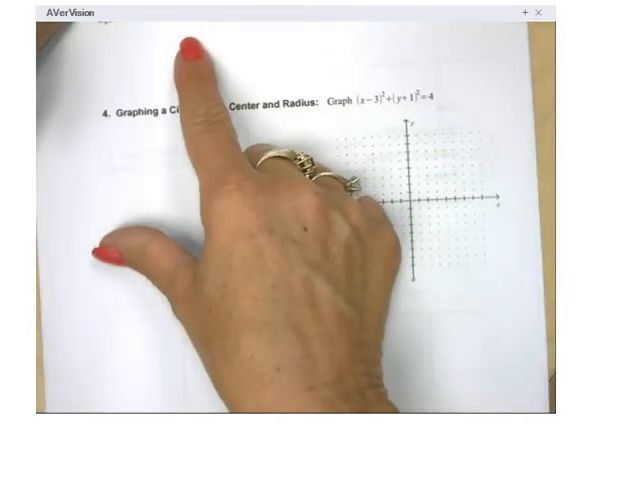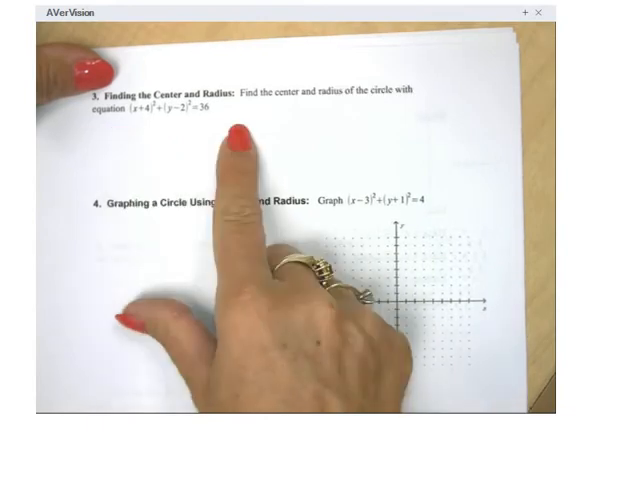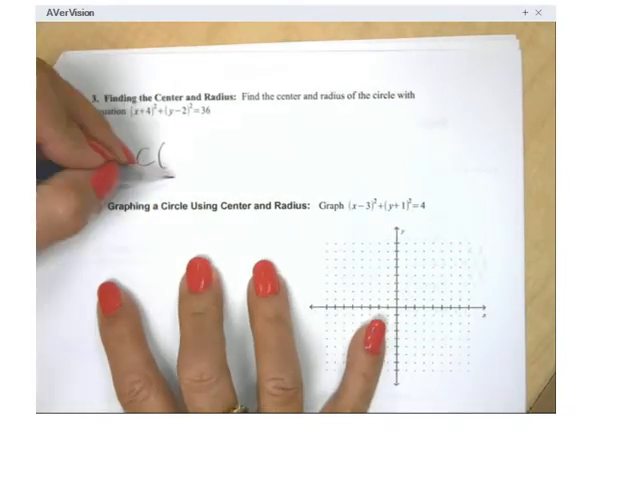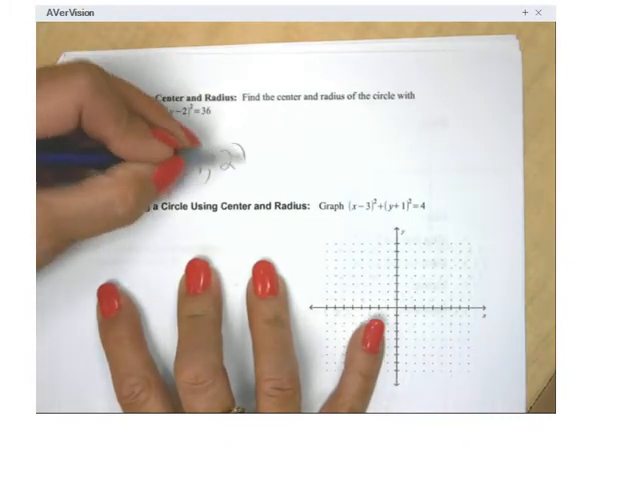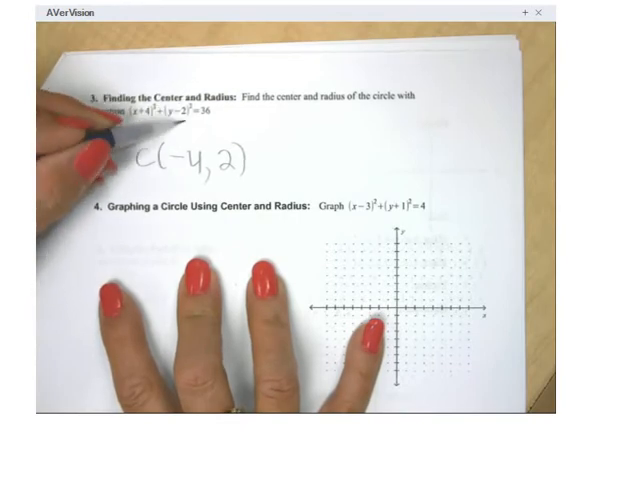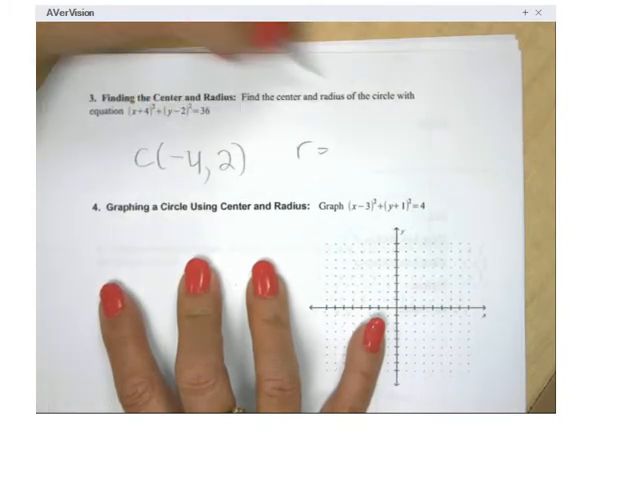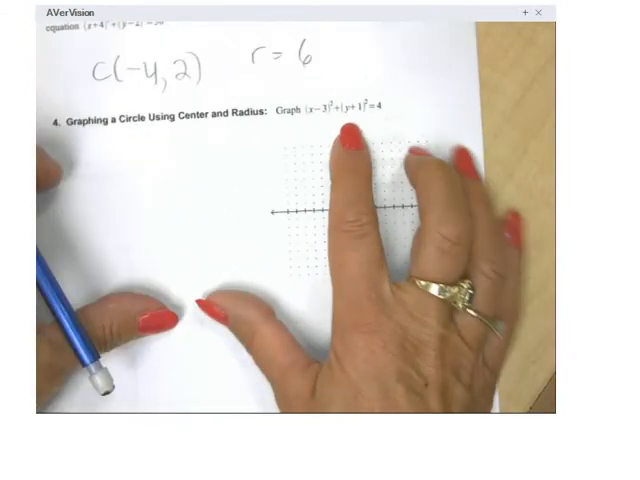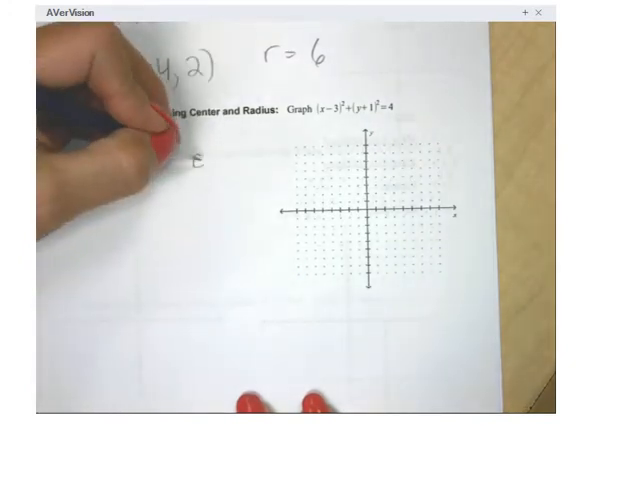Now, a couple more little questions on the other side. Oh, you know how to do this one. Find the center and radius of a circle with this equation. What's my center? (-4, 2). Figure out what makes this turn to 0. Boom. Figure out what makes that turn to 0. Boom. And my radius is, don't forget to square root it. Don't cut it in half. Square root it, 6.